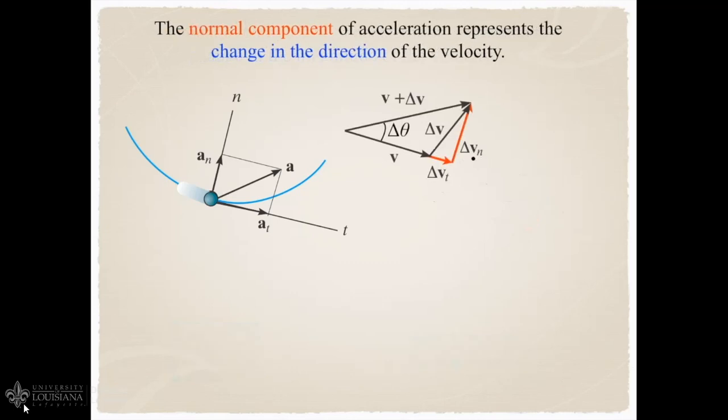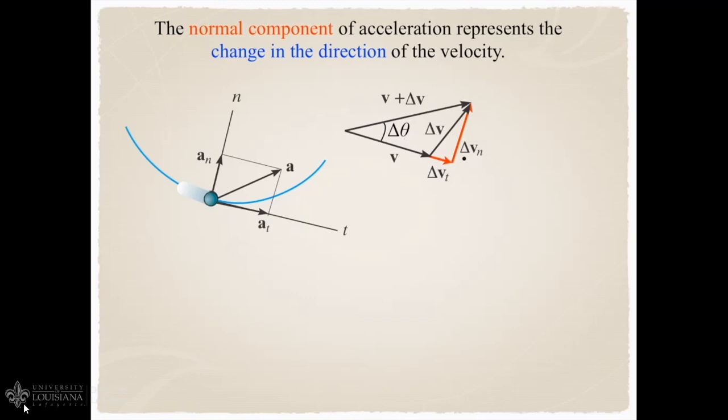Now let's discuss the change made in the normal direction for the velocity vector, delta v_n. Notice that it gives us the change made in the direction of v. The angle between the two vectors, here and here, is delta theta.